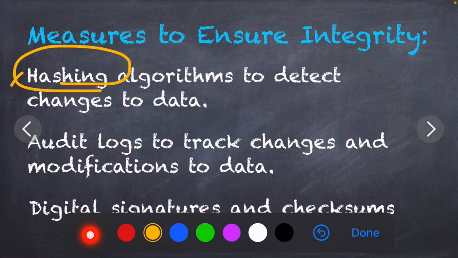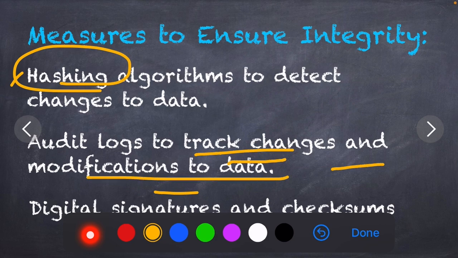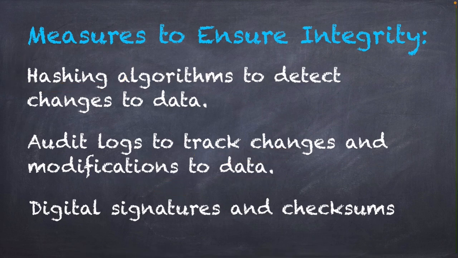Then next is audit logs, keeping track of all changes to data. So if something goes wrong, you can trace back to when and how the data was altered. It tracks the changes and modifications of data. Then next is digital signature, a way to authenticate the integrity of a document or transaction by verifying that the sender is who they claim to be and that the message hasn't been altered.